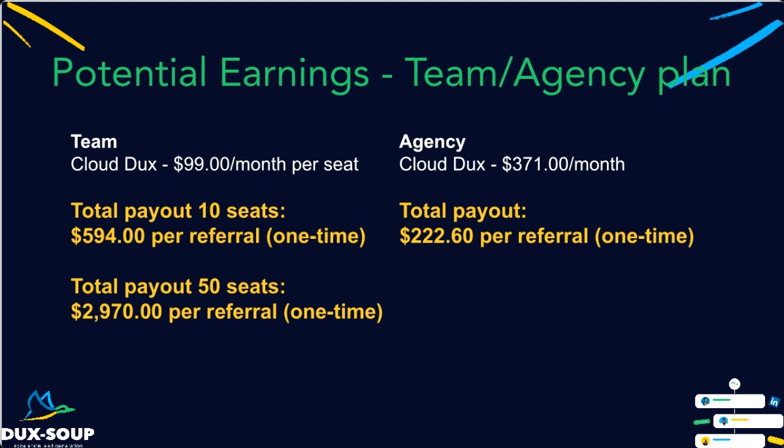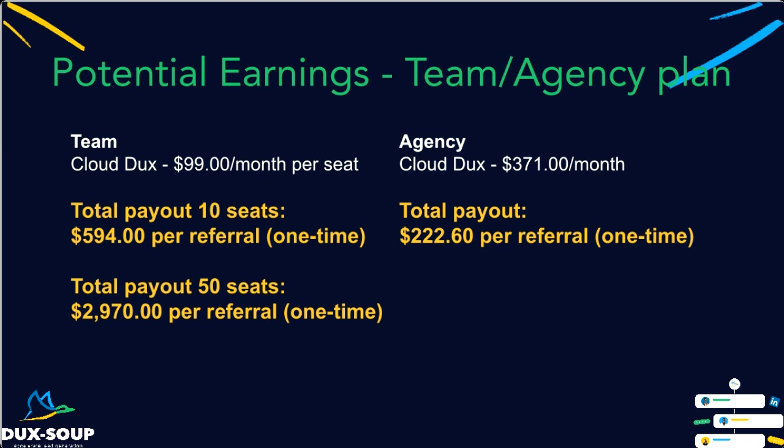Next, we're taking a look at the team and agency plan, which are the new commission rates. So we're taking a look at the Team Cloud Dux, which is $99 per month per seat. So if you are getting a customer who's purchasing 10 seats, remember, ours do not have a recurring commission, so you would be making a one-time commission only. If you're looking at 50 seats, that's 2,970 per referral.